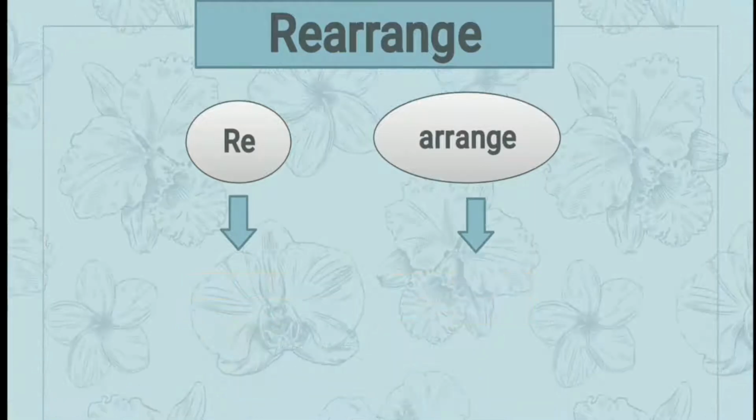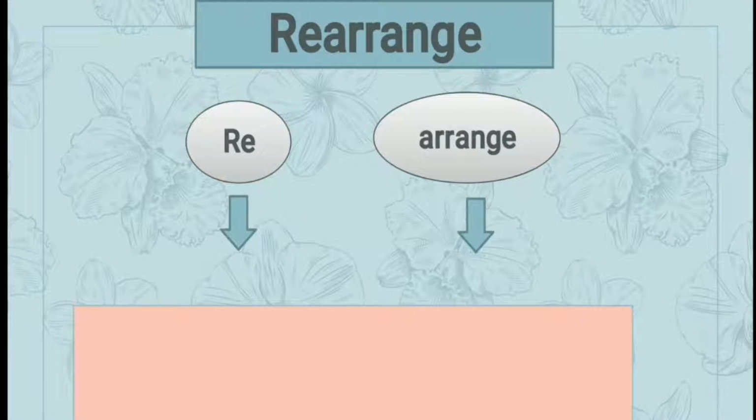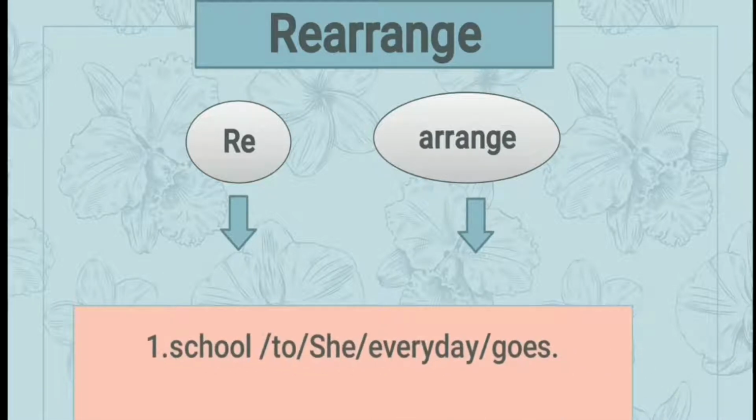Now let's go for one example of rearrange. Look here at the first sentence. You can see that it is one sentence but it is not arranged properly. Grammatically it is incorrect and the meaning is totally incorrect, like "school to, she, everyday goes." It's not any sentence, right? There is no meaning in this sentence. So we have to arrange it, and there is a trick to follow.